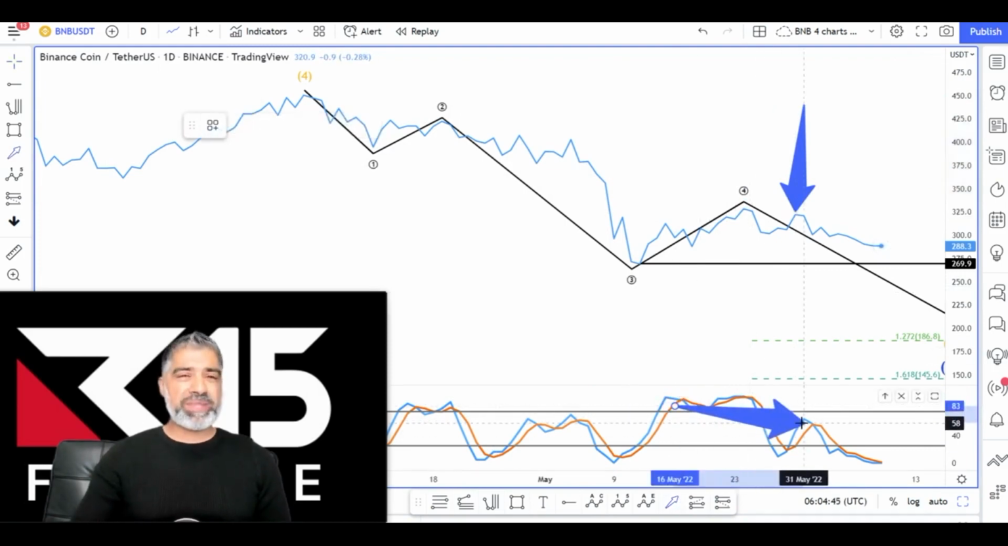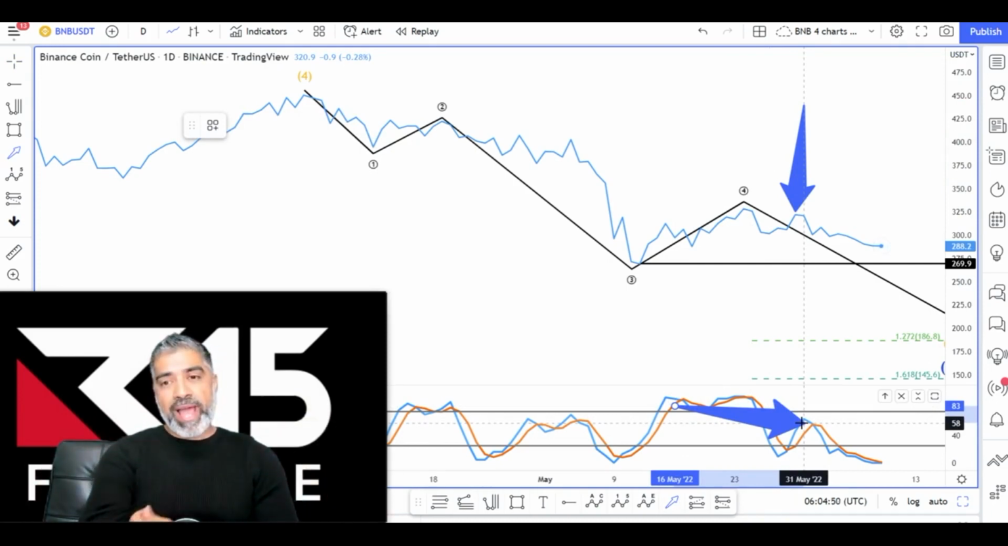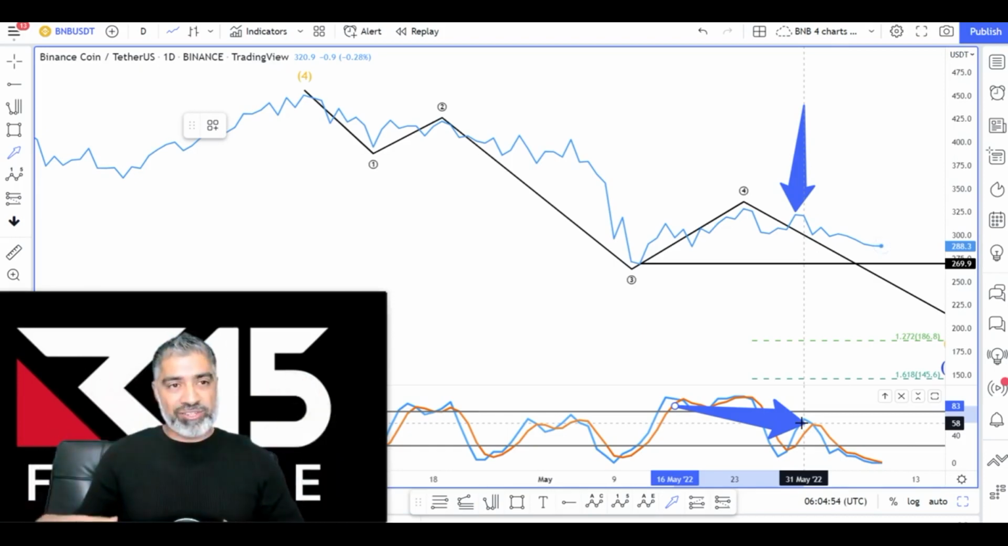Now they're not always going to be exact. However, they're close enough to give us an indicative feel. And if the higher degree momentum, whatever that is, you want to trade in that direction. So we're using a daily chart as the higher degree momentum.